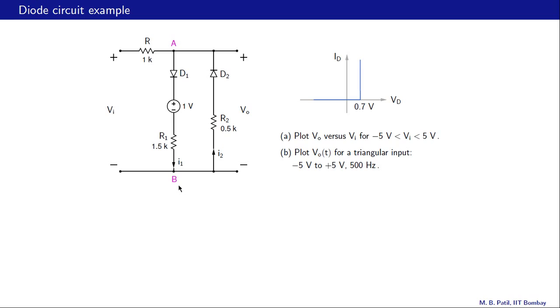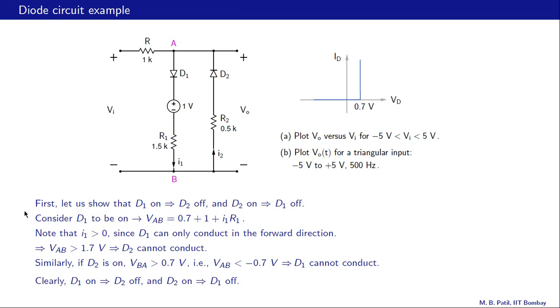So we require VAB to be greater than 1.7 for D1 to conduct, and we require VAB to be less than minus 0.7 for D2 to conduct. And clearly these two requirements are contradictory, so therefore we can have either D1 conducting or D2 conducting. The arguments that we just presented are summarized over here, and the conclusion is that if D1 is on, then D2 must be off, and if D2 is on, then D1 must be off. Let us now look at these cases one by one.